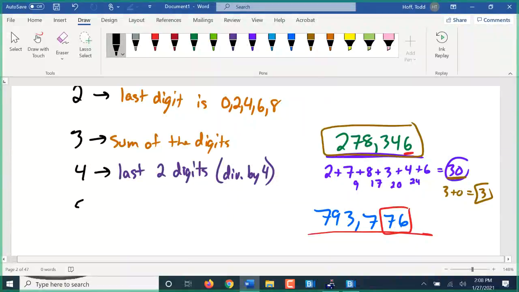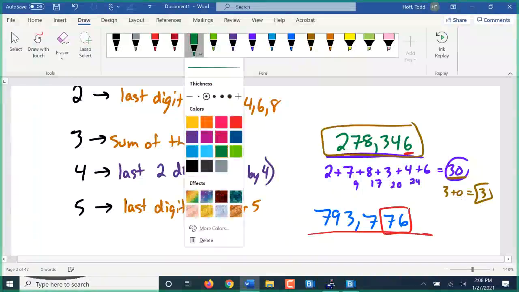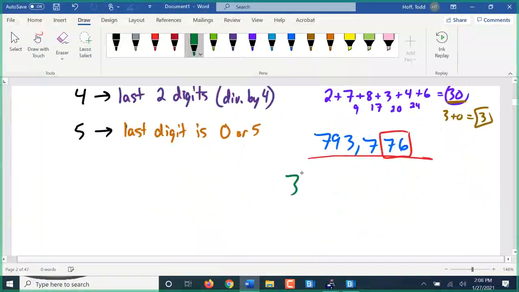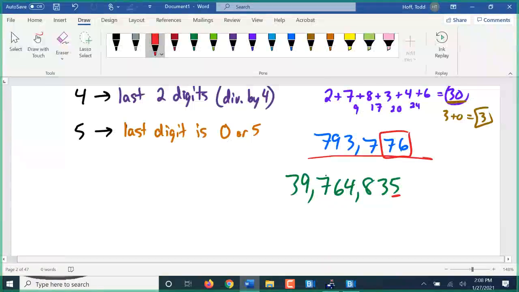How about 5? How can you tell if something's divisible by 5? Last digit is 0 or 5. You got it. That's one of the easy ones. So I might have something like 39,764,835. All I care about is the 5, the last digit. That's divisible by 5.